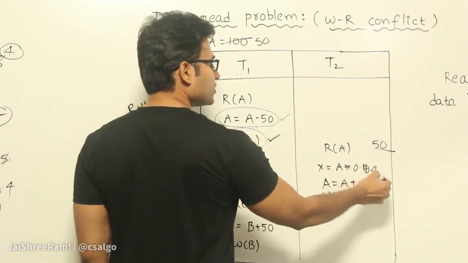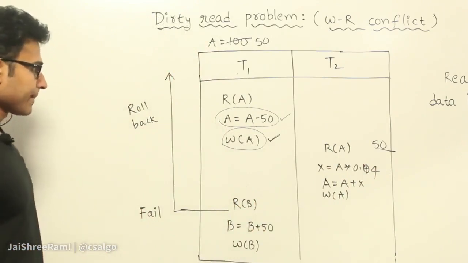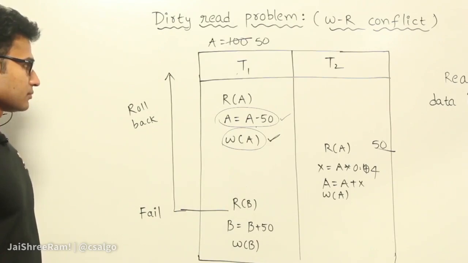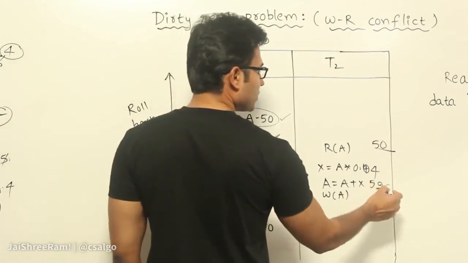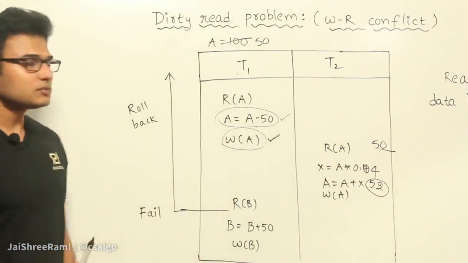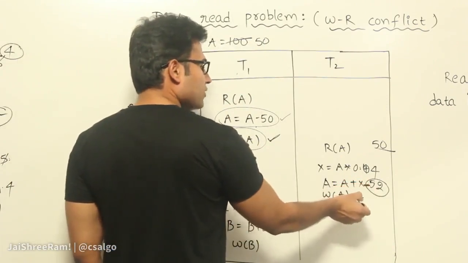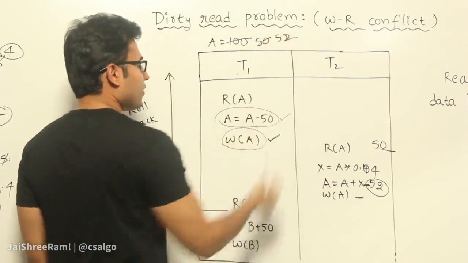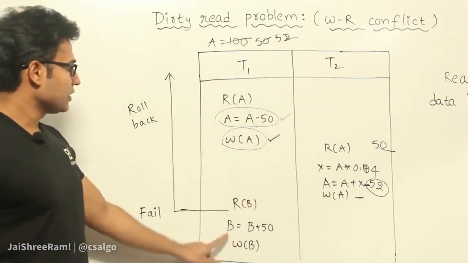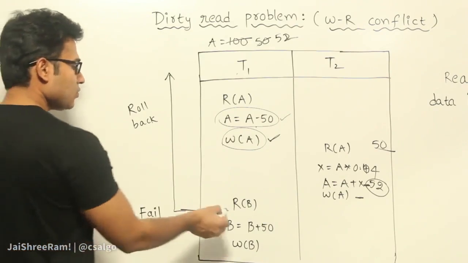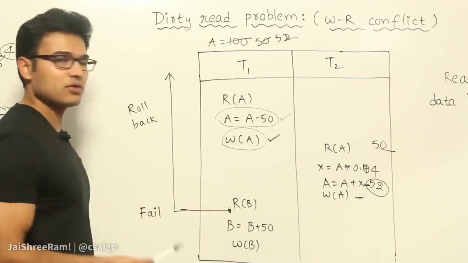So let us say here also 4% is going to be added. If I increase it by 4%, it is going to be, I think, 52 rupees. So at this point it is going to be 52, and it is going to write it there. Now after this transaction is over, at this point T1 has started executing again. Let us say T2 has somehow failed here because of a hard disk failure, hardware failure, power failure, whatever the reason is.